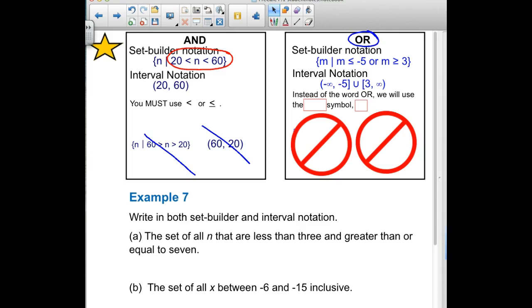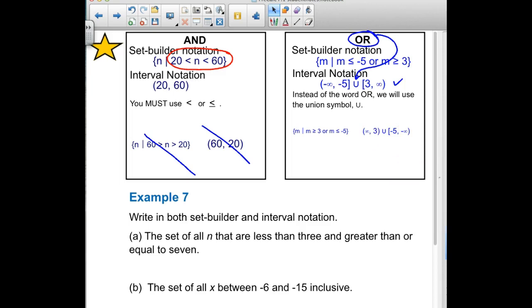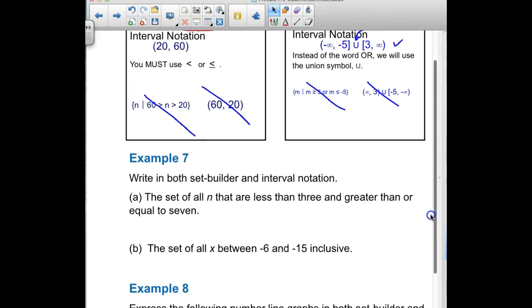So in set builder notation, we can say m such that m is less than or equal to -5. So everything to the left of and equal to -5. Or we could have that break and jump to a +3, and we want m to be greater than or equal to 3. Okay, interval notation looks like this. The "or" is that union symbol. All right, so again, we do not want to put smaller numbers on the right-hand side. Okay, so just be careful how you're organizing your numbers.